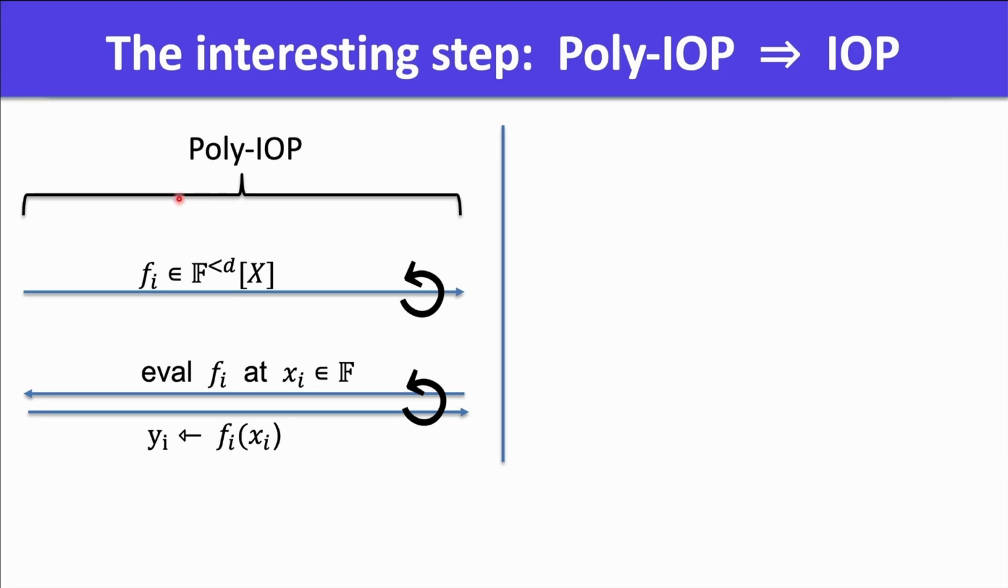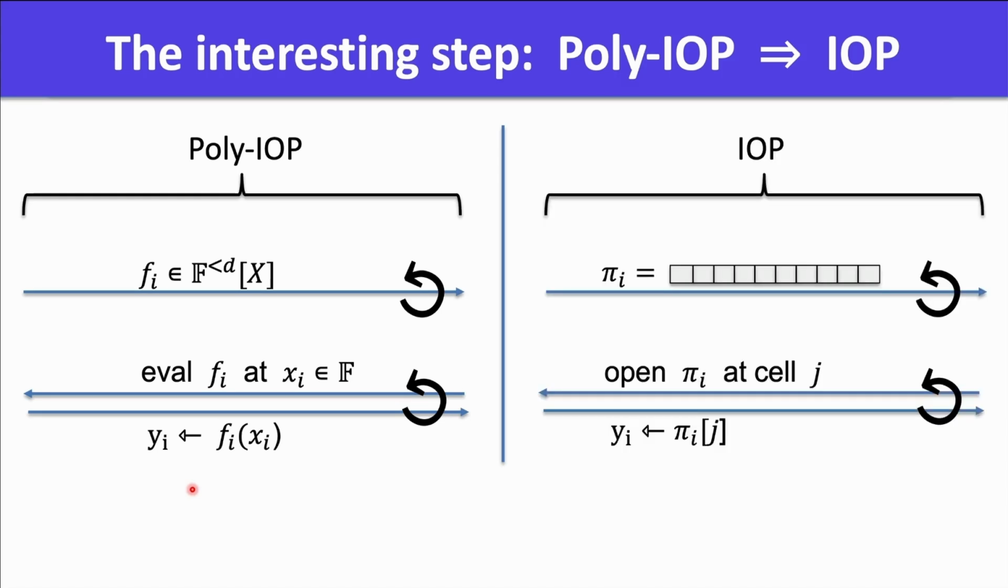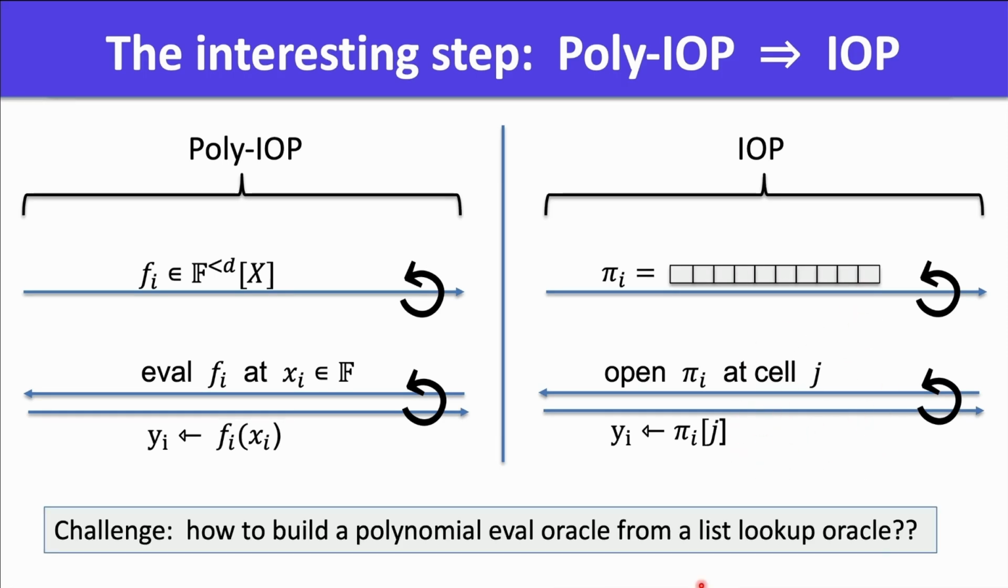So in the world of Poly-IOPs, remember the prover is sending polynomials over to the verifier, and then the verifier asks the prover to evaluate these polynomials at various points of the verifier's choosing. And then the prover basically sends evaluations of these polynomials at the required points. Now in the world of IOPs, we can't do this. In the world of IOPs, the prover just sends strings. It doesn't send polynomials. And what the verifier can do is open those strings at arbitrary cells. So the challenge for us is how do we build a polynomial evaluation oracle, which is needed on this side of the world, just given a cell lookup oracle that's available in the world of IOP.